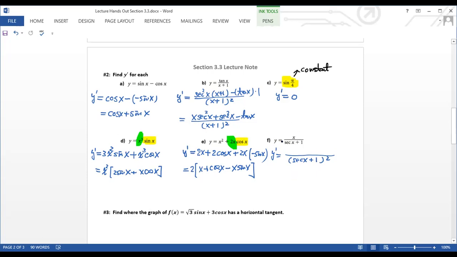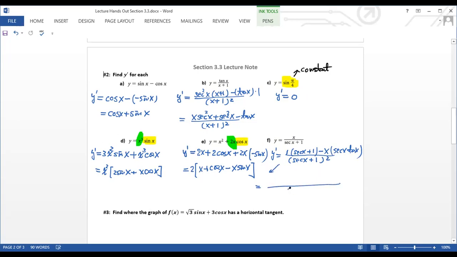Now take the derivative of the first one, the top one. So the derivative of x is 1, so it's 1 times secant x plus 1. Then minus x times the derivative of secant x plus 1. What is the derivative of secant x? It will be secant x tangent x, right? Then plus 1 will just be 0. Right. So now if you want to, you can combine a little bit.